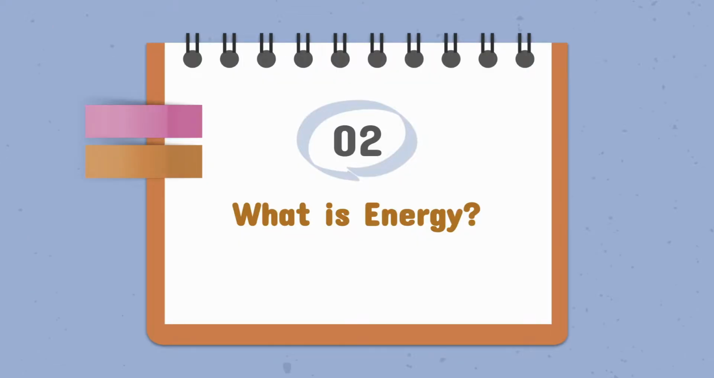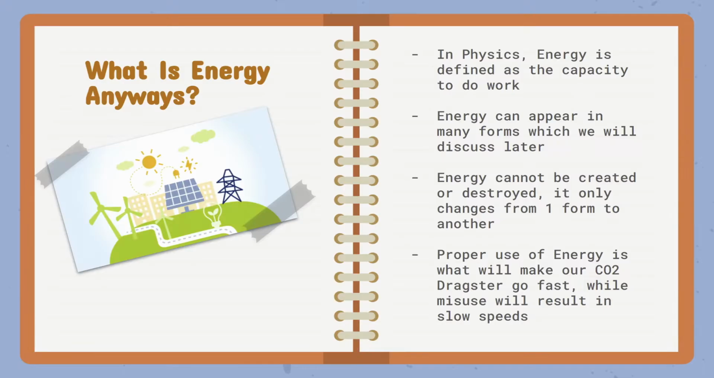So, what exactly is energy? In physics, energy is defined as the capacity to do work. Energy can appear in many forms, which apply to our CO2 dragsters, and we'll discuss them on later slides. The first law of thermodynamics is that energy cannot be created or destroyed, which will also apply later, and it only changes from one form to another. Proper usage of our energy in our CO2 dragster is what will make our dragster go fast, while misuse will result in slow speeds.